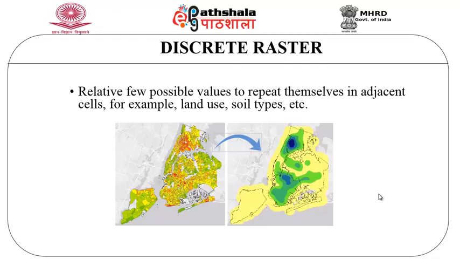If you look at this discrete raster, it has relatively few possible values, which tend to repeat themselves in adjacent cells. For example, land use, soil types, etc. are represented as discrete raster. Here we can see how this particular data is being mapped down to the discrete raster, which is shown on the right hand side.